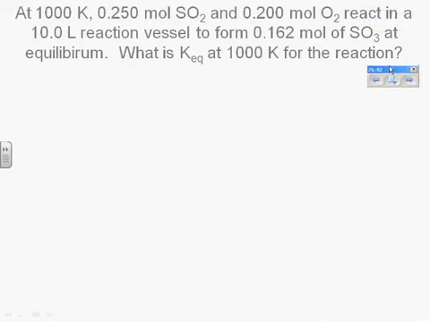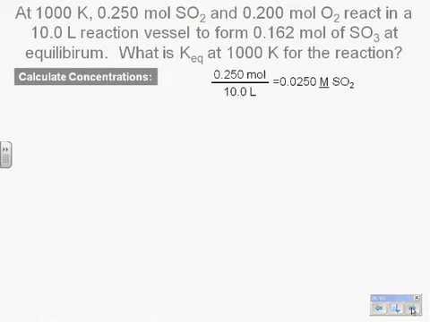Let's look carefully at this problem and see what we can do. At 1,000 Kelvin, and the temperature is usually included just for completeness' sake. Remember that the equilibrium constant does depend on temperature, so we may or may not need that number, but it's included for completeness. A quarter of a mole of sulfur dioxide and a fifth of a mole of oxygen react in a 10-liter vessel to form 0.162 moles of sulfur trioxide at equilibrium. What's the equilibrium constant?